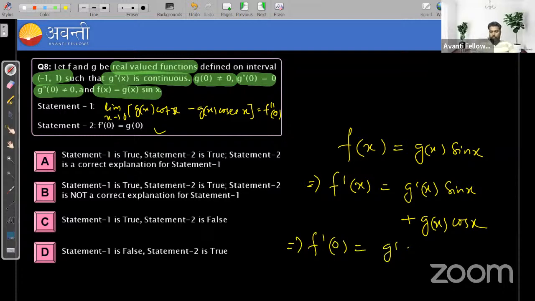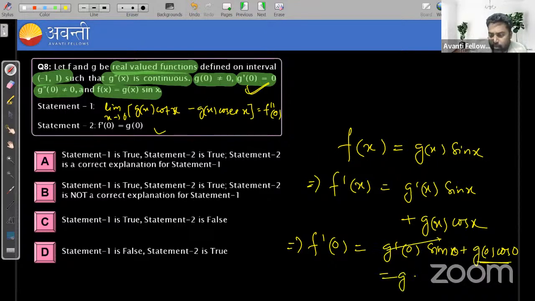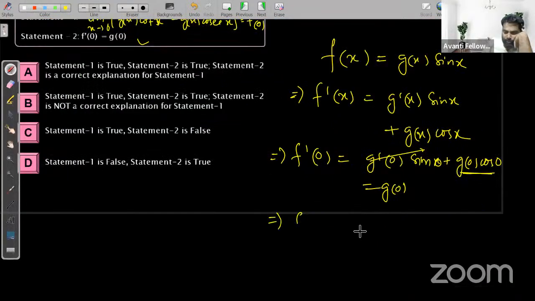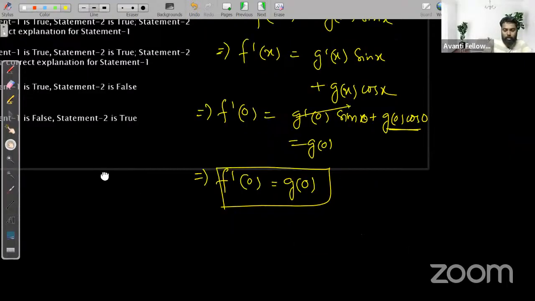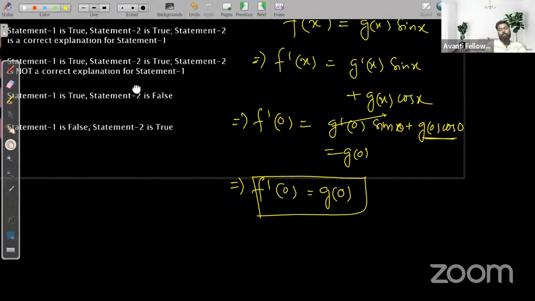g dash of 0 into sine of x plus g of 0 into cos of 0, right? So cos 0 is 1 and g dash 0 is given as 0, so this becomes 0. We are getting g of 0. So f dash of 0 is equal to g of 0. So my second statement is true, right? Clear? Okay. So let's check the first statement.